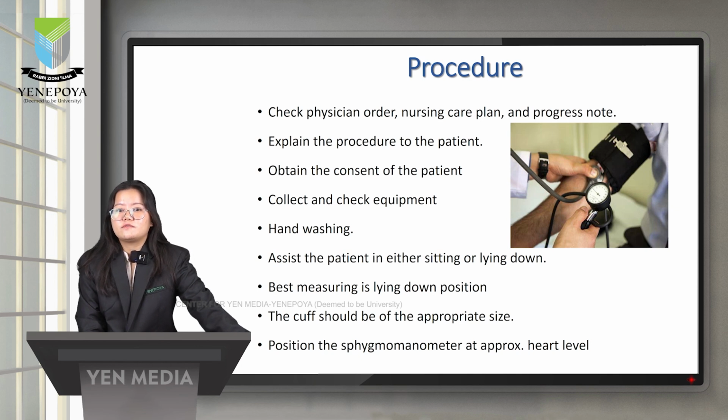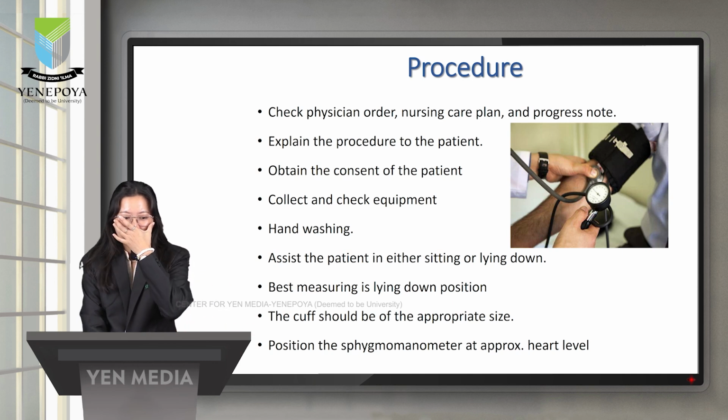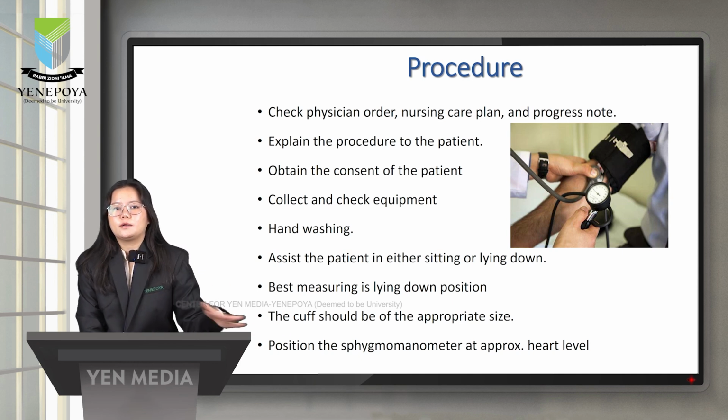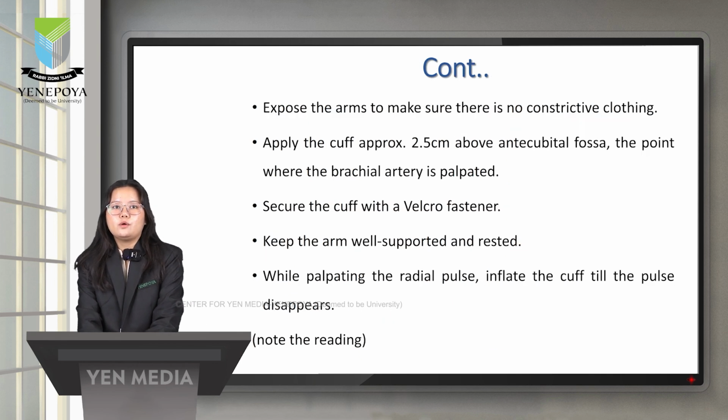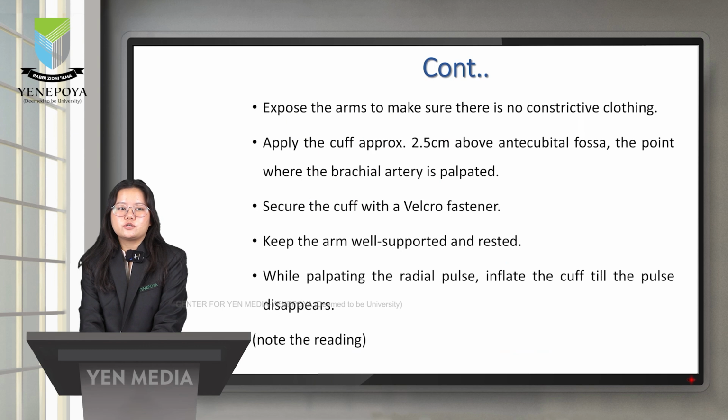We also have to apply an appropriate size cuff; for adult or pediatric, the appropriate size cuff has to be selected. Then we have to position the sphygmomanometer, that is the BP machine, approximately at the heart level. Now we have to expose the arm and make sure that there is no constricting cloth.